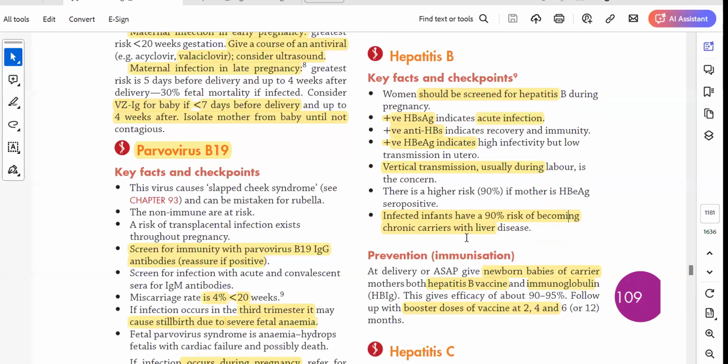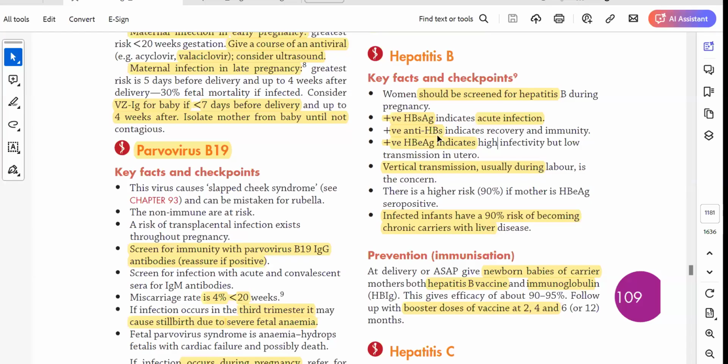Hepatitis B. Hepatitis B infection is not uncommon, and in every pregnant patient's first trimester blood test, we screen them for hepatitis B and C. So everyone will be screened for hepatitis B and C during pregnancy. If HBsAg is positive, so if surface antigen is positive, it can suggest acute infection. If HBeAg is positive, it means it's highly infectious.